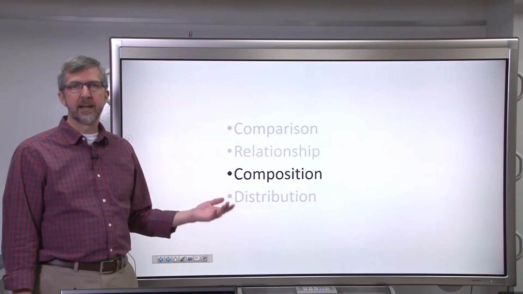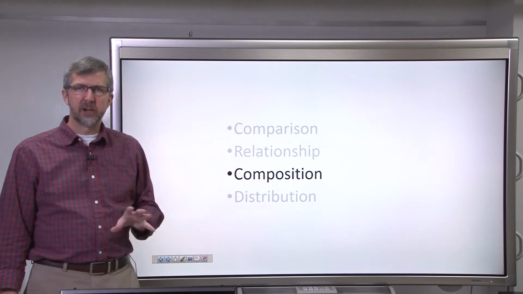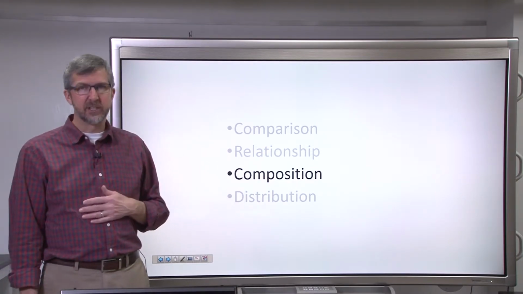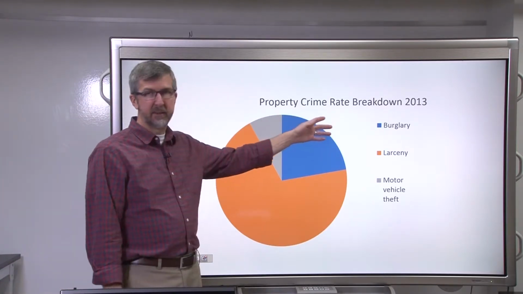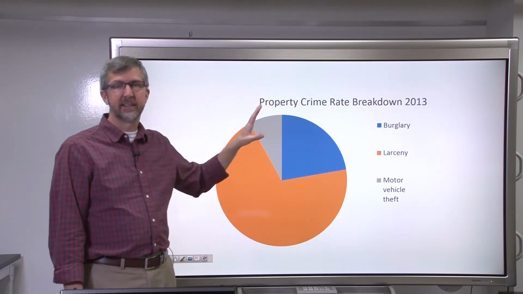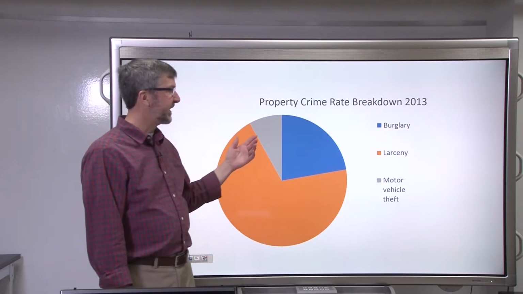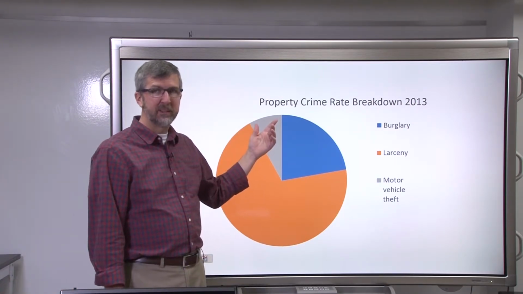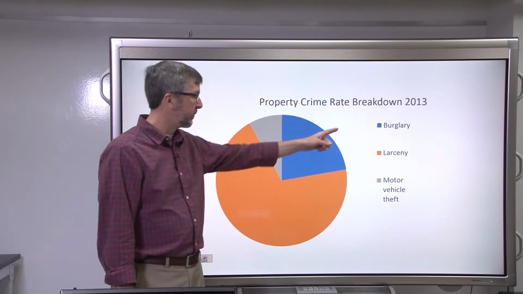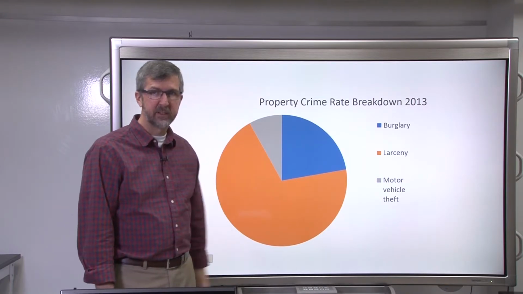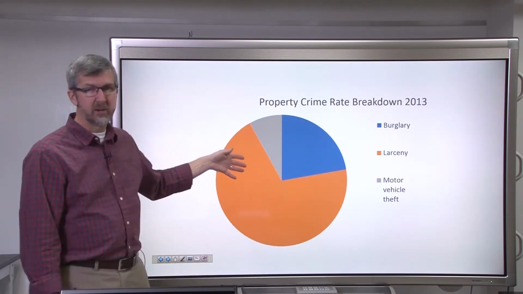So what if we want to look at the composition of our data? The most common type of chart for doing this is a pie chart. Here we see a pie chart of the crime rate breakdown for the year 2013 based on our FBI data. And so it's easy to see that our property crime is composed of 3 and only 3 categories: burglary, larceny, and motor vehicle theft. And it's easy to see that larceny is the largest part of that.